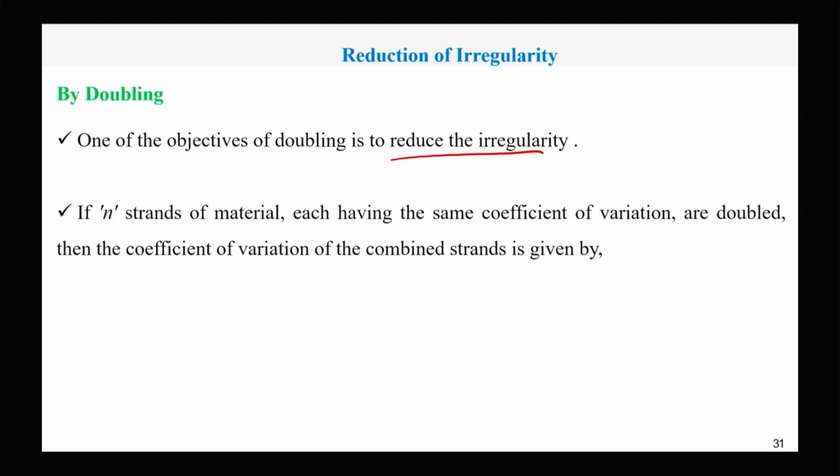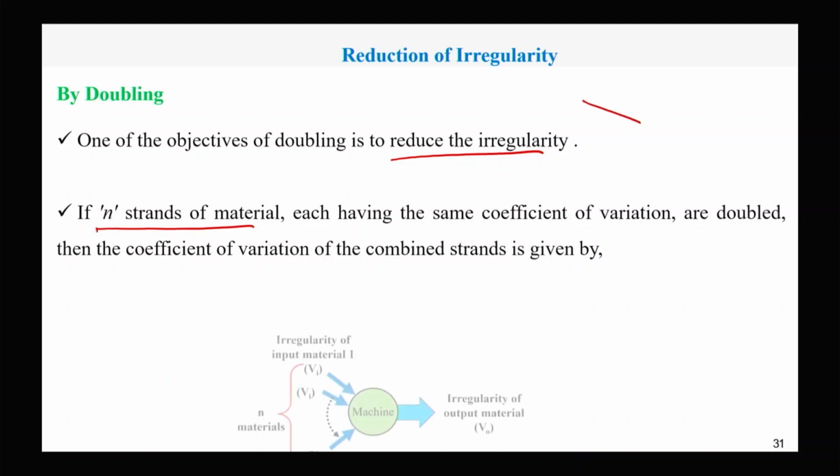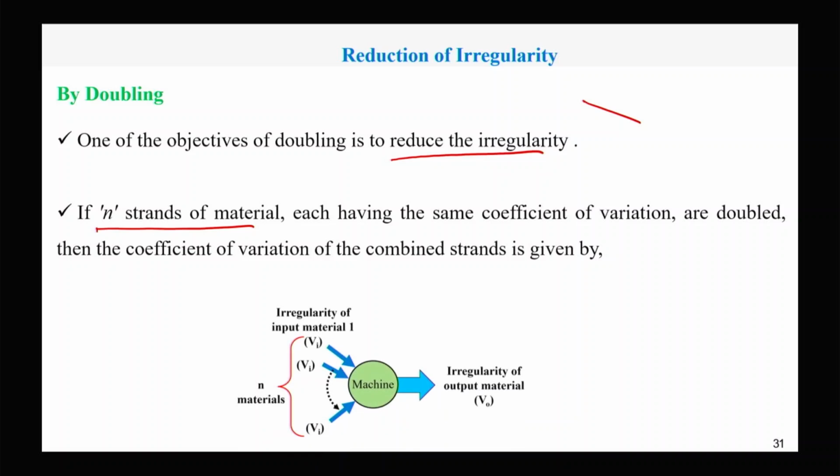So n strands of the material are doubled. Suppose in the draw frame we have n number of strands of slivers fed at the back of the draw frame, each having CV of V1.